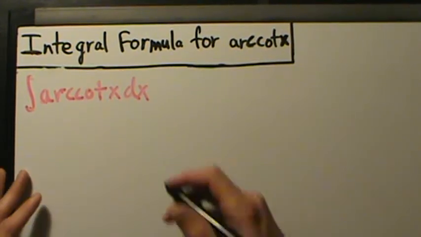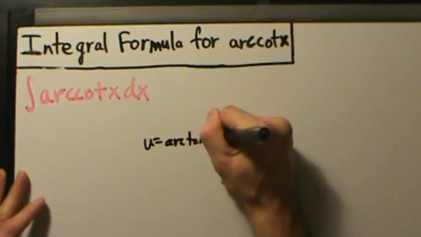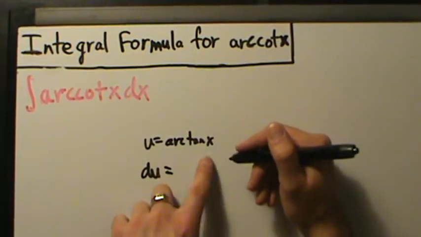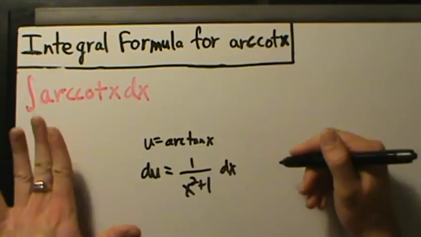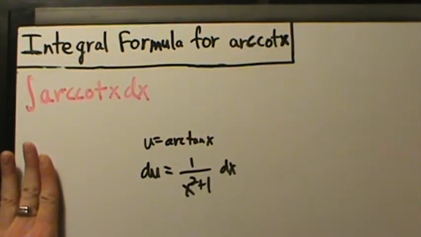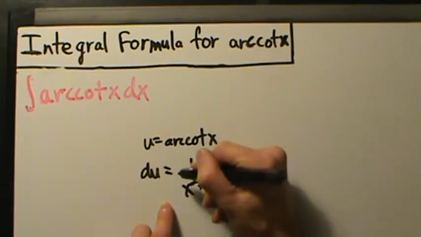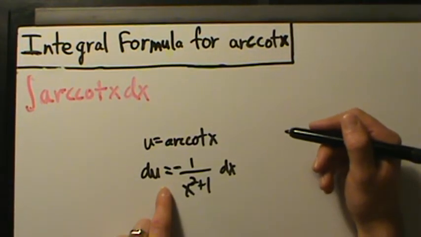Now when we did the inverse tangent integral, remember we did integration by parts and we said let u be the inverse tangent of x, so du is 1 over x squared plus 1 dx. Well, we could do this one exactly the same way. We'd have u be the inverse cotangent of x, and its derivative is the exact same thing, but with a minus sign in front of it.